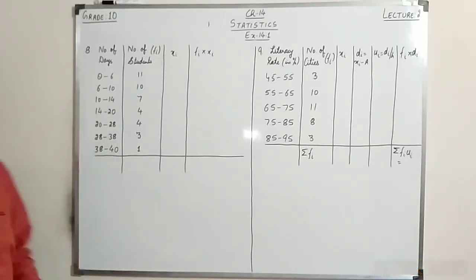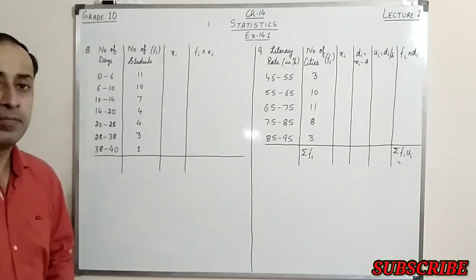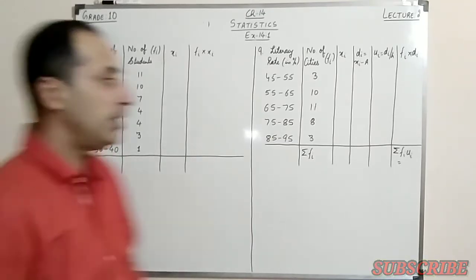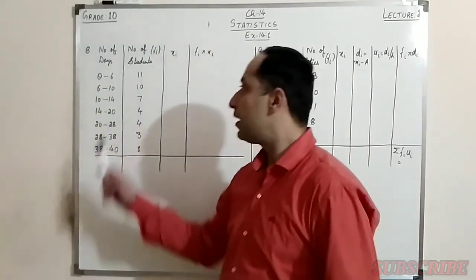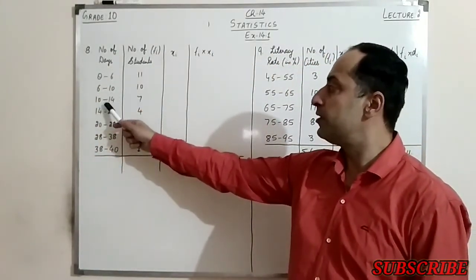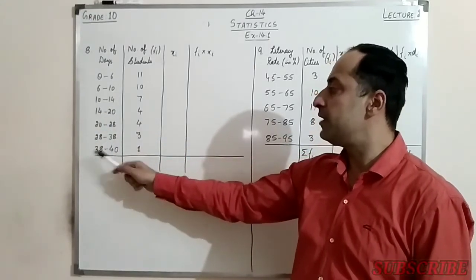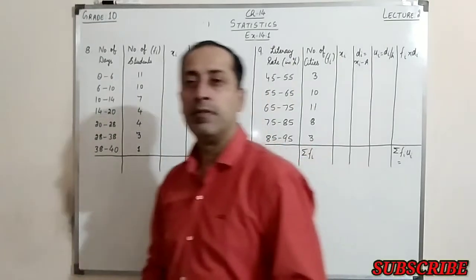Now, there is one problem in this question. The problem is the class size is not the same. If you see, initially in the first interval, the class width is 6. Then we again have 4. This is 4. Again, the class size is 6. Here we have 8. Here we have 10. And in the last, we have 2.